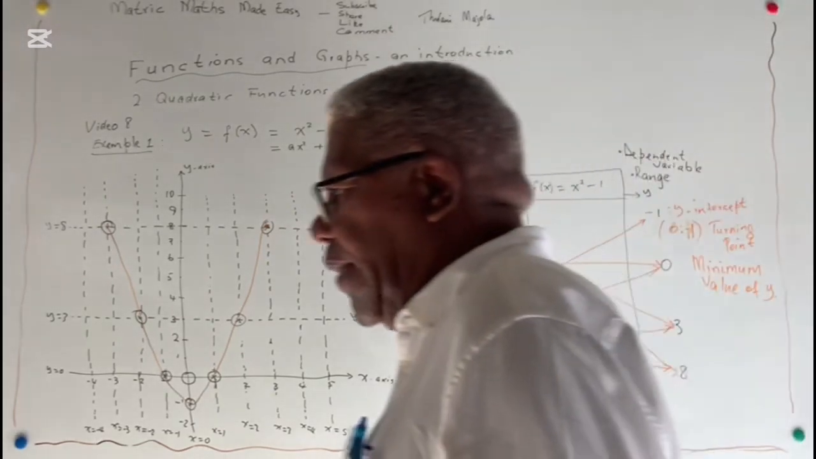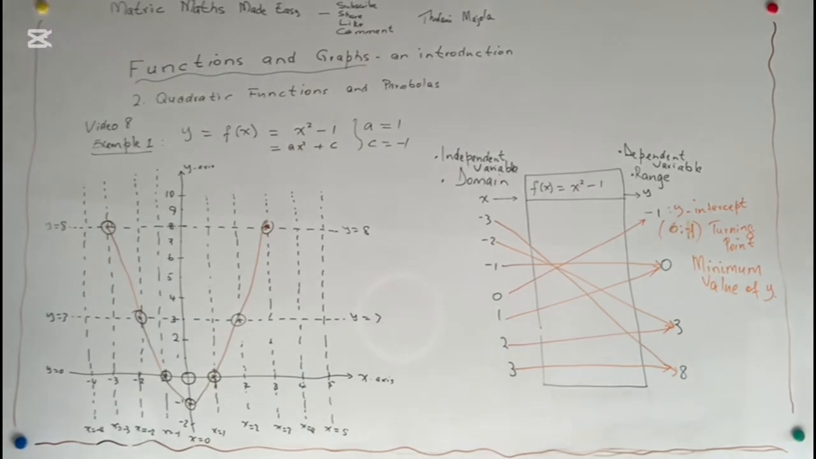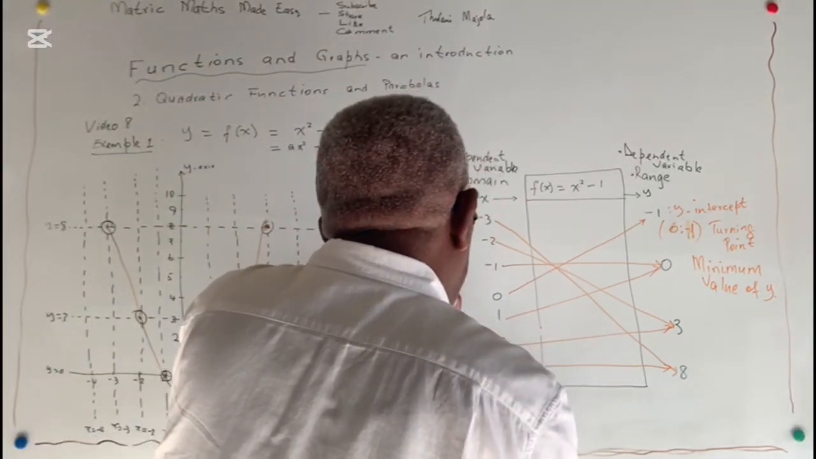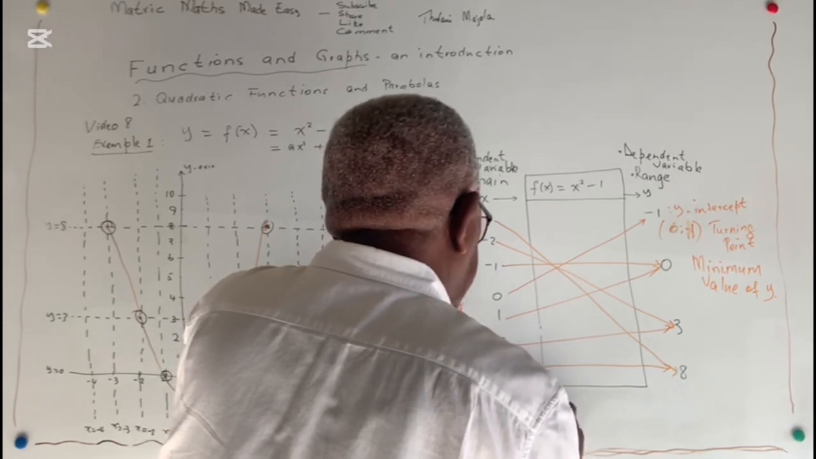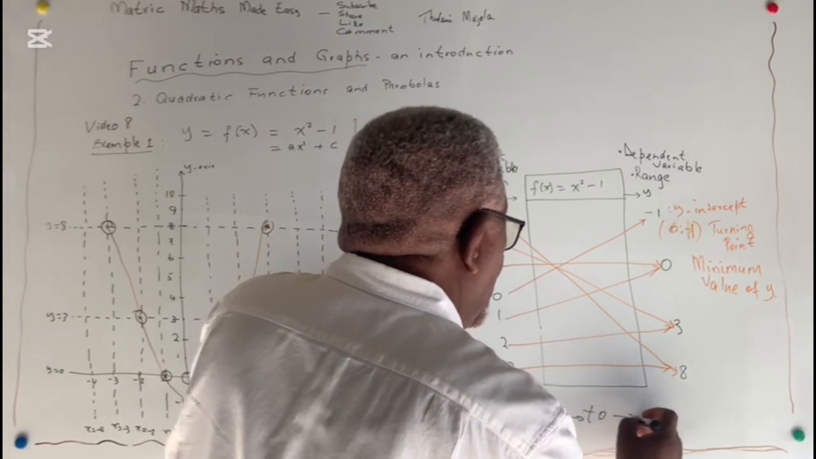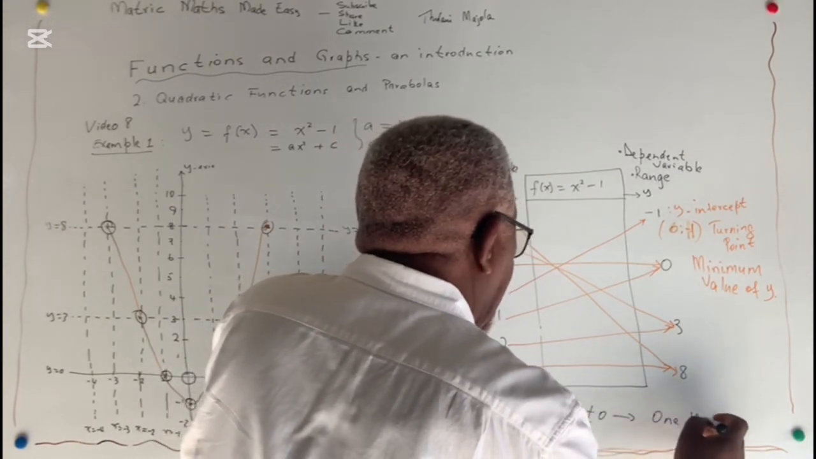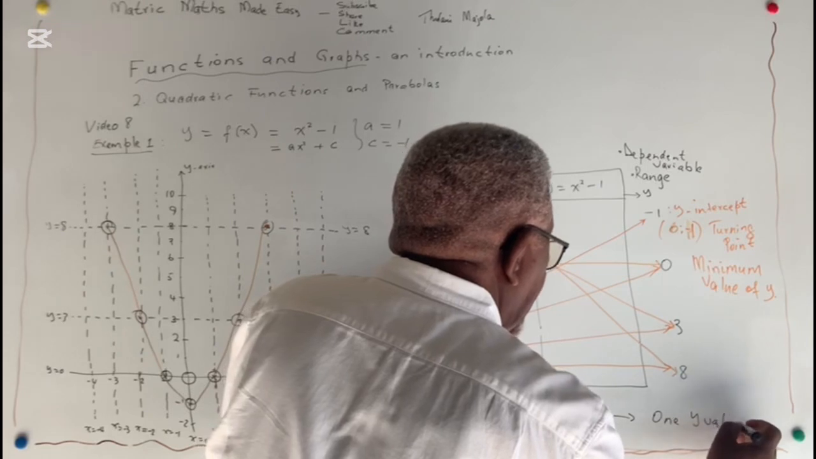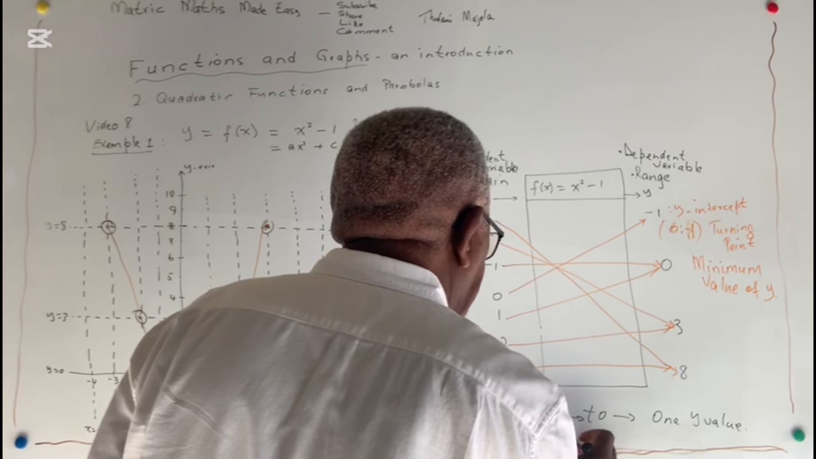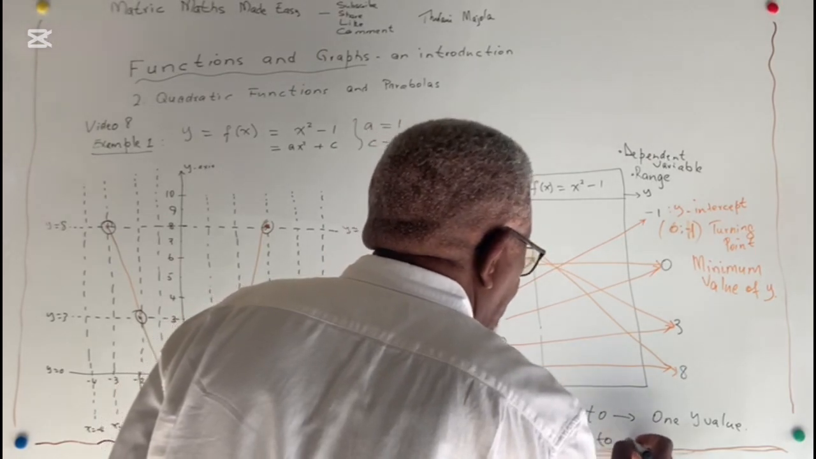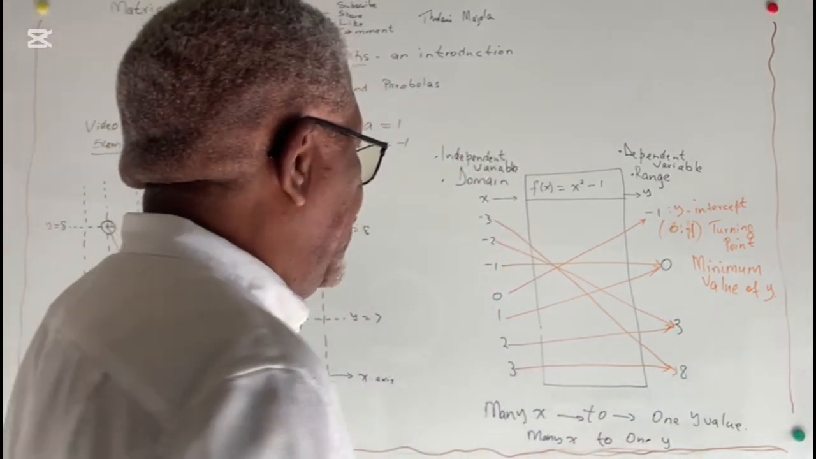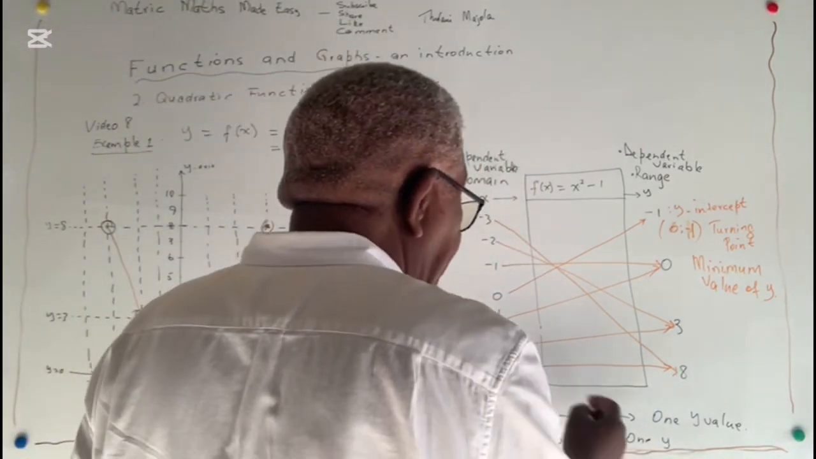Now, what I need to go back to is this: it's also many x values to 1 y value. X is an independent variable, y is a dependent variable, and this is called a function.